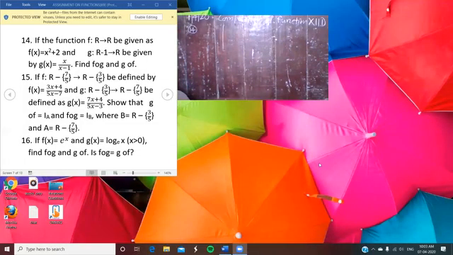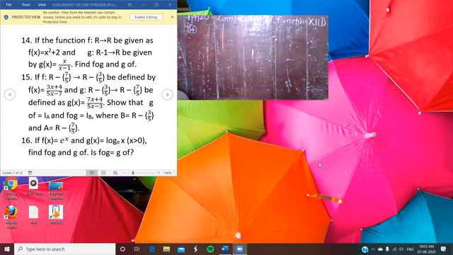So yesterday we learned how to find the gof and fog function for the given two functions f and g. And one of the conditions we also have to study is when gof and fog exist for the two given functions. Okay, so the same type of questions from your assignment, that means question number 14.